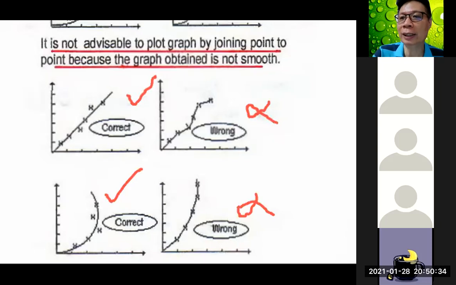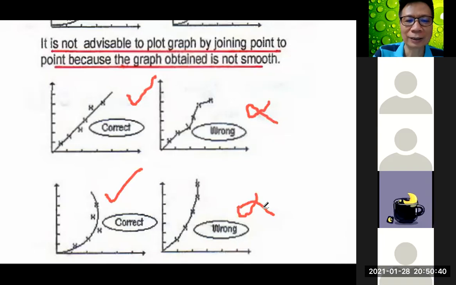Why is this wrong? Because it's not smooth. Yes, very good answer. Why not smooth? It joins point to point. You are very smart, no? Yes, correct. Your eyes are very sharp. This one, one time you look at it, you know already. This one is joined up, point to point.